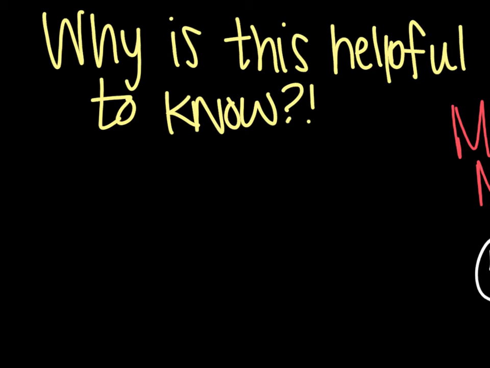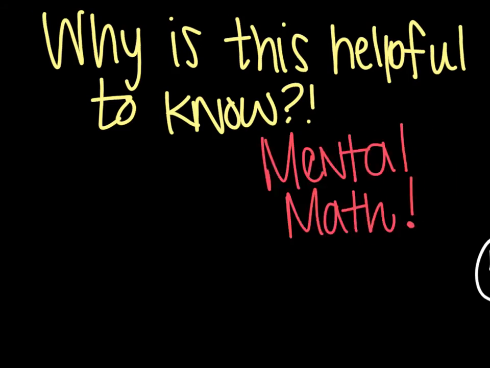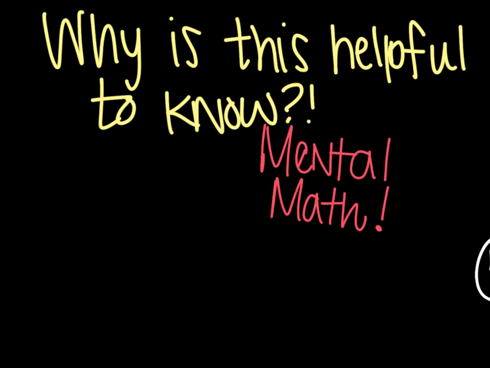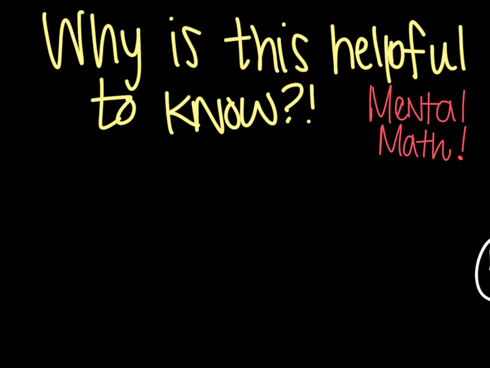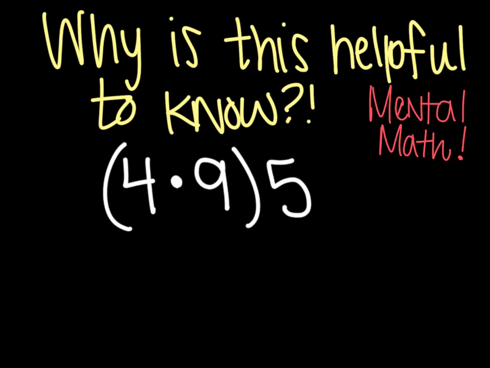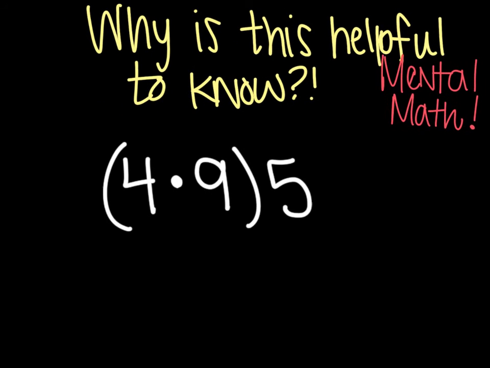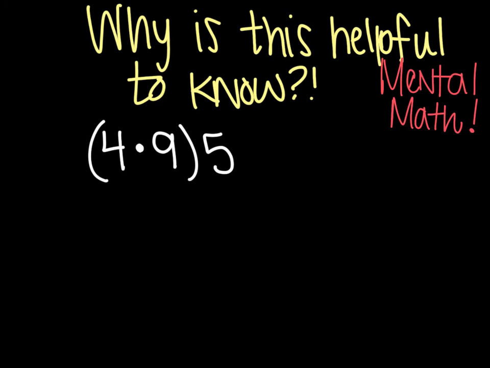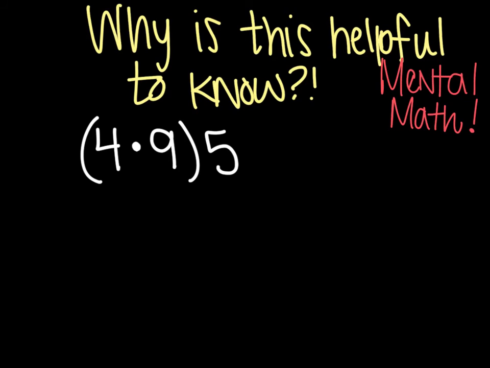So why do you need to know this stuff? Why are these properties helpful? The big thing is mental math. If you can do this, it's going to save you so much time, and you're not really going to need a calculator when you think you might. For example, 9 times 4 times 5. 9 times 4 is 36, that's mental, but 36 times 5, you're going to probably have to write that down on a piece of paper to figure out the answer.